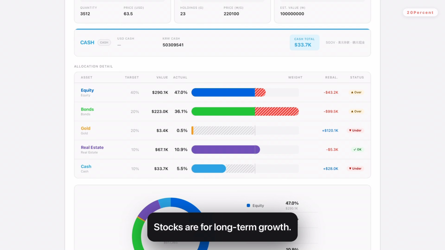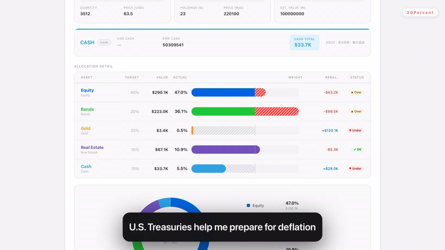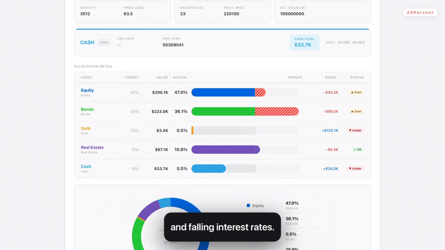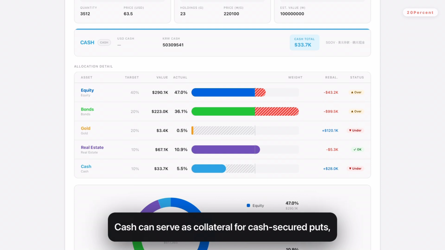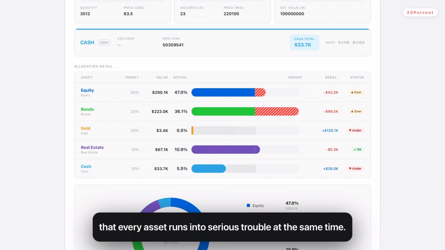Stocks are for long-term growth. U.S. Treasuries help me prepare for deflation and falling interest rates. Physical gold helps me prepare for a loss of confidence in money. Real estate helps hedge real-world inflation. Cash can serve as collateral for cash-secured puts, and it gives me dry powder when markets fall sharply. I believe this kind of portfolio reduces the chance that every asset runs into serious trouble at the same time.